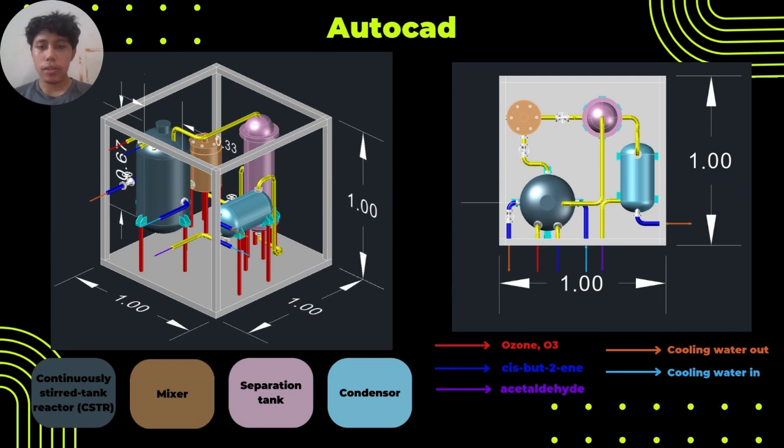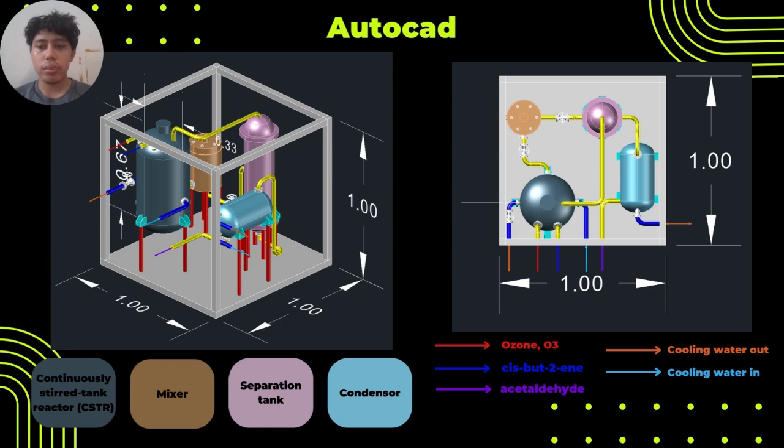Moving on to the AutoCAD design of our mini reactor, all units are carefully dimensioned and arranged to meet the ChemE Cube project's 1 by 1 by 1 foot requirement. The jacketed CSTR is the largest unit with a diameter of 0.33 feet and a height of 0.67 feet. The mixer where dimethyl sulfide is introduced is compact, with a diameter of 0.17 feet and a height of 0.33 feet.